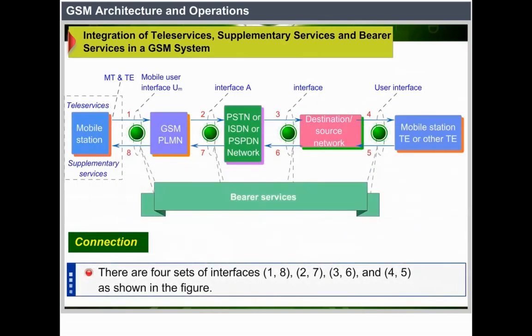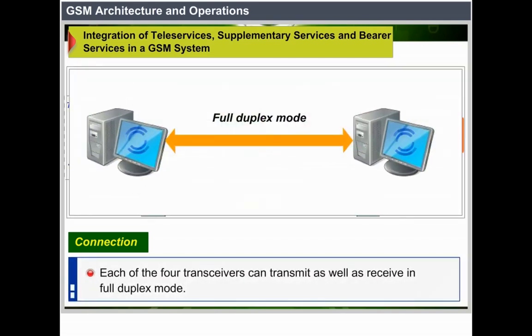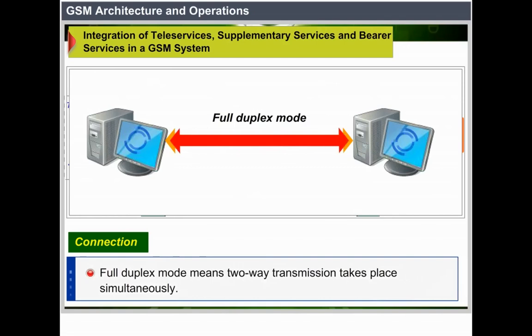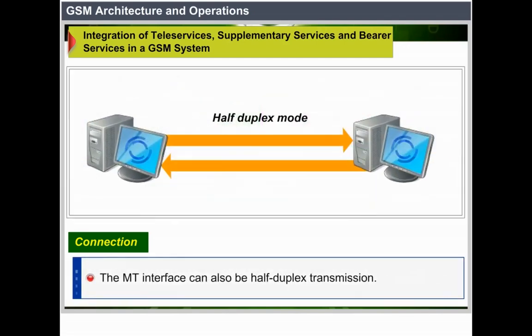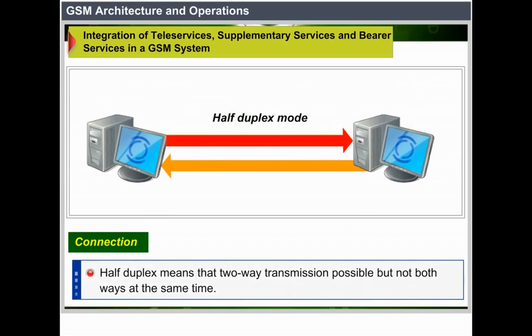There are 4 sets of interfaces, 18, 27, 36 and 45 as shown in the figure. Each of the 4 transceivers can transmit as well as receive in full duplex mode. Full duplex mode means simultaneous two-way transmission. The MT interface can also be half duplex transmission. Half duplex means two-way transmission is possible but not both ways at the same time.